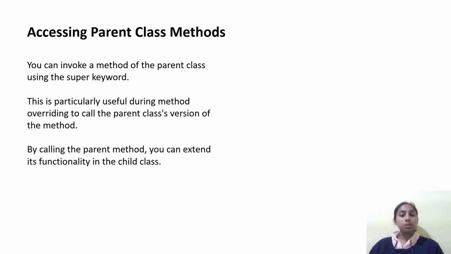We will move on to the next slide, that is accessing the parent class methods. How to access the parent class methods in Java by using the super keyword. You can invoke a method of the parent class using the super keyword, which is particularly useful during method overriding to call the parent class's version of the method. By calling the parent method, you can extend its functionality in the child classes.